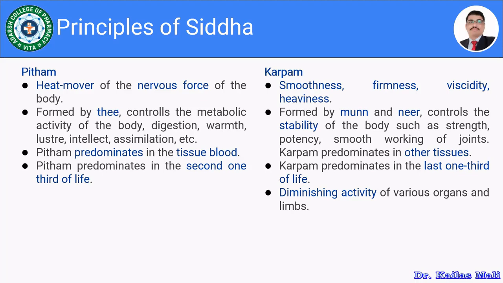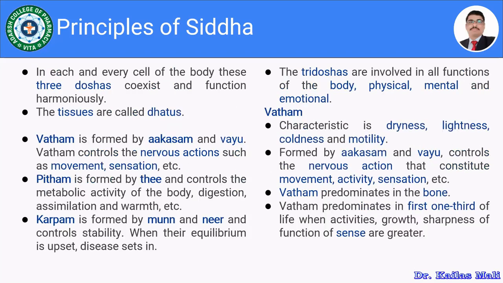Then Karpam, that is smoothness, firmness, rigidity, and heaviness. It is formed by the Mun and Near and controls the stability of the body, such as the strength, potency, and smooth working of joints. It mainly predominates in the other tissues. Furthermore, it predominates in the last 1/3 of life, with diminishing activity of various organs and limbs. So this is, in brief, about the Vatam, Pittam, and Karpam. Initially, I have highlighted the important things about them.